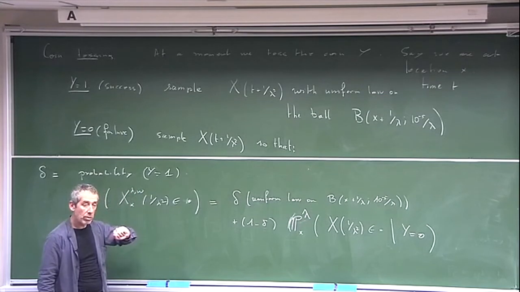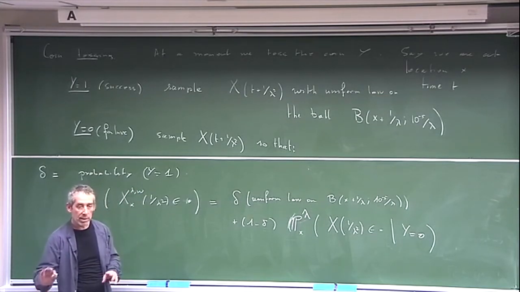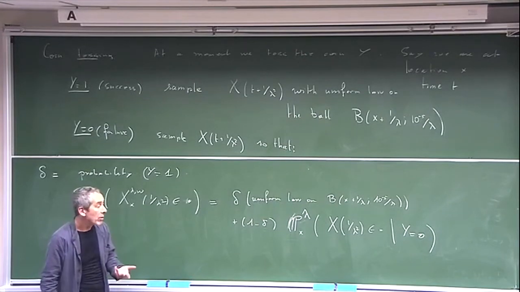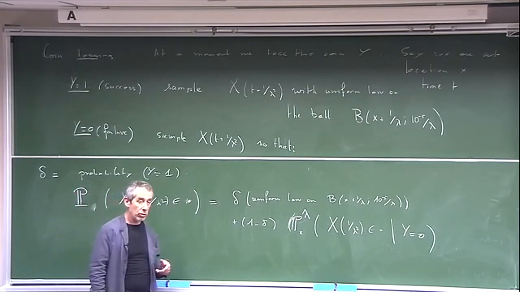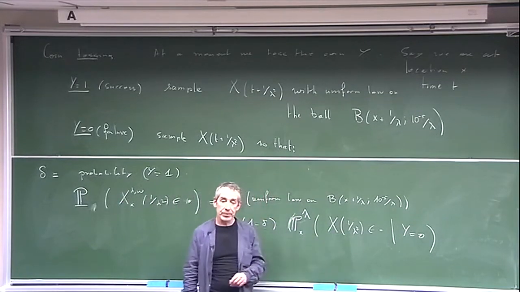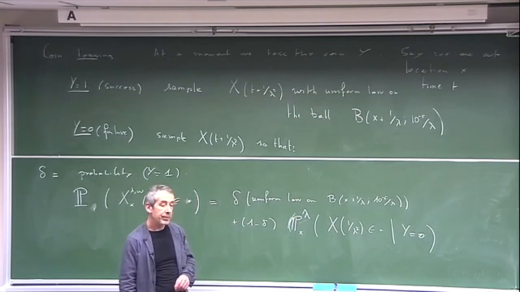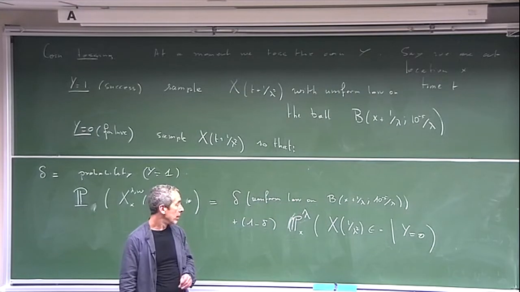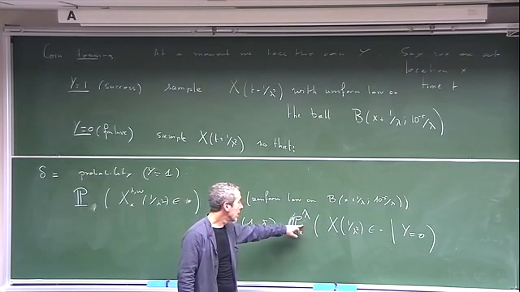Okay? So when you toss the coin, you take the coin out of your pocket and then you toss it, and it's independent of the rest. But depending on the value of y, then you do different things to decide where the diffusion will be at time 1 over lambda square. Right. I enlarged the space. Yeah.